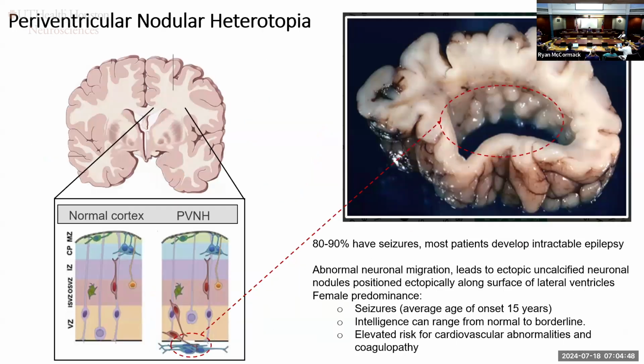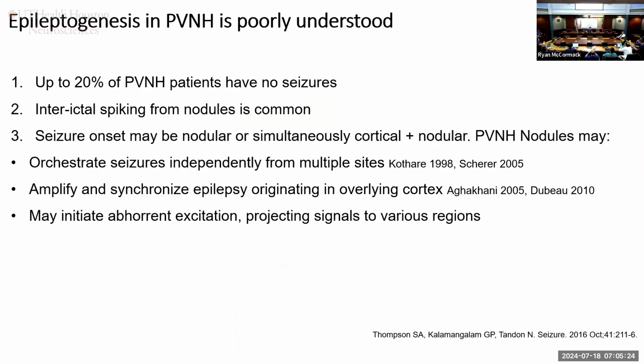For periventricular nodular heterotopia, there's a high seizure rate within these patients, with most of them developing intractable epilepsy. As I said before, this is an abnormal neuronal migration, which leads to ectopic, uncalcified neuronal nodules, and there is some genetics related to this. There's a female predominance, with seizures having an average age of onset at 15, and intelligence is usually fairly normal. There's also a risk of cardiovascular abnormalities and coagulopathy because of the genetic syndrome that's associated with this. Overall, despite this being fairly frequent, it's not very well known.